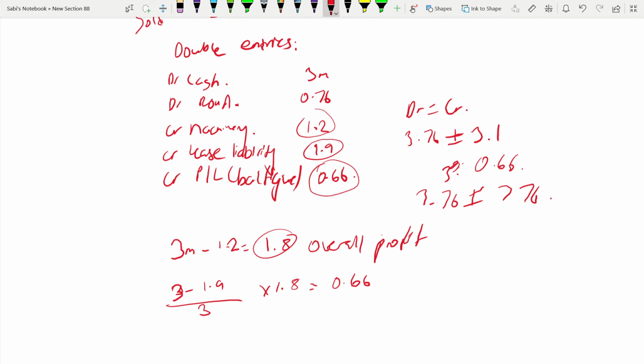And this is the method. From your sales figure, minus right of use asset. Right of use asset you will get from your lease liability, this one, and divided by sales again into overall profit. This is the method you need to remember, memorize it. It will work wonders for you on the day of your exam. Okay, now.